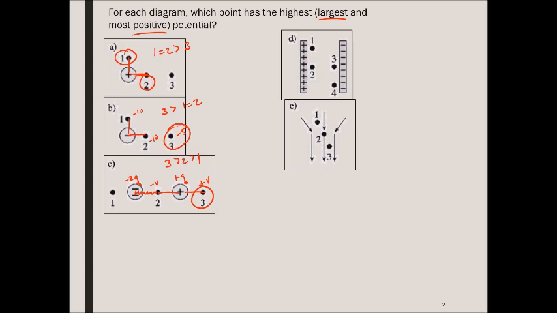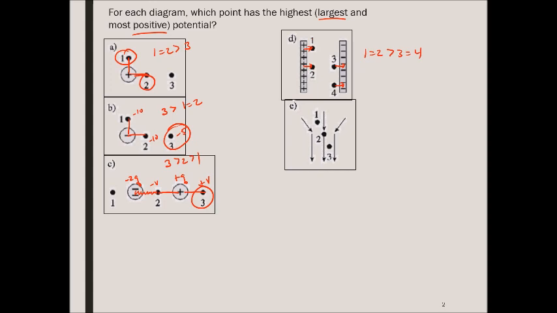Now if we're going to look at these two charged plates, then 1 and 2 are equidistant from that charged plate. So they're going to have the same potential. And so 1 is going to be equal to 2, which is going to be bigger than 3 and 4, and those are going to be the same because they're equidistant from that plate.